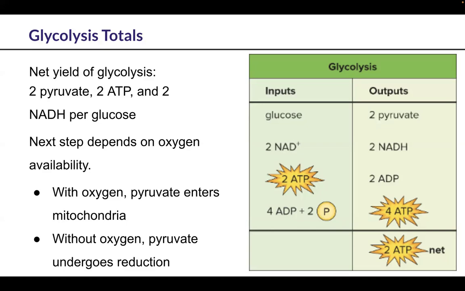So from here, pyruvate can go down an anaerobic process or an aerobic process. Which pathway it goes down is dependent on whether or not oxygen is available. If we have oxygen, the pyruvate is going to go into the mitochondria, and we're going to go down the citric acid cycle and the electron transport chain route. If it doesn't have oxygen, pyruvate is going to go down a different pathway, which is called our anaerobic pathways. And we'll talk about that in a little bit.